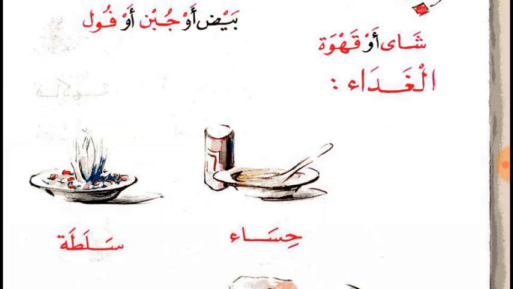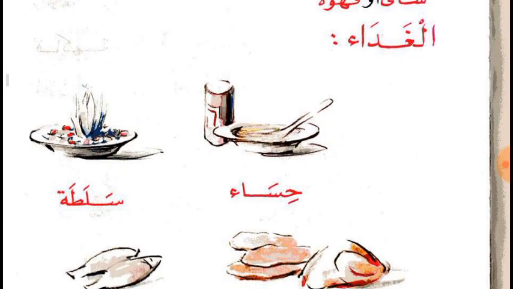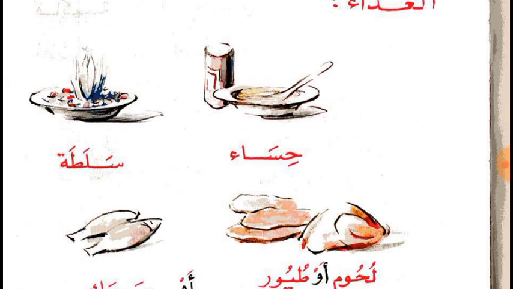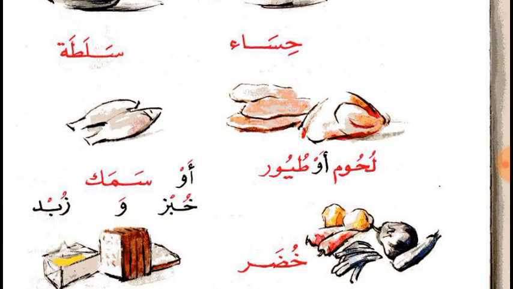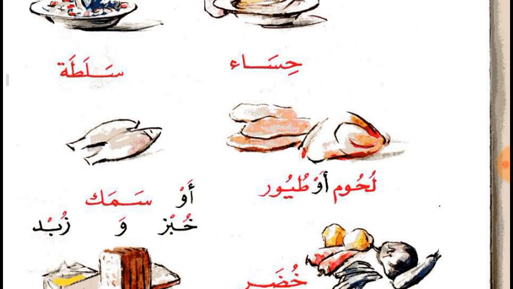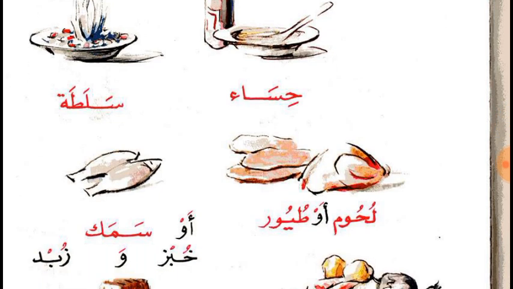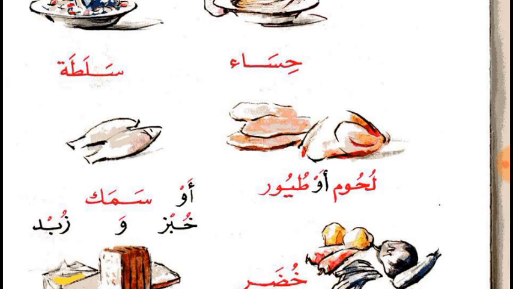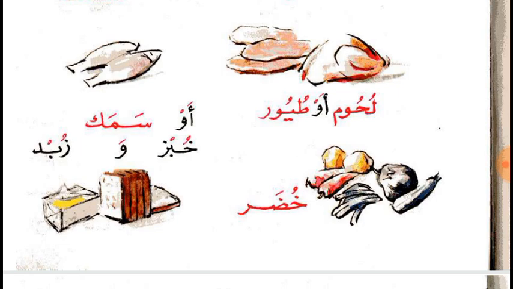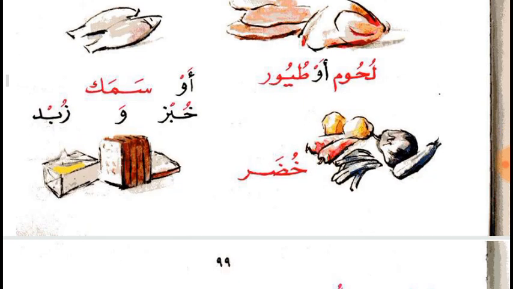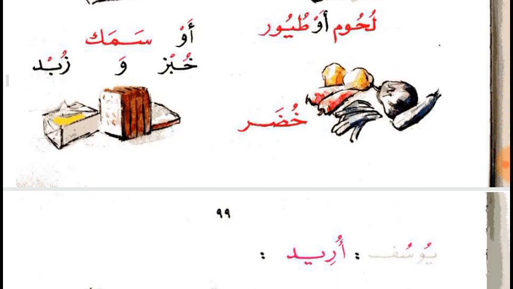Al-ghada, lunch. Then continue reading. Al-ghada, lunch. Hisa means soup. Salata, salad. Lahum aw tuyur, meat or bird's meat, like chicken. Meat or chicken. Aw samak, or fish. Khubz, bread, wa zubd, butter, cheese. Khudar, vegetables.